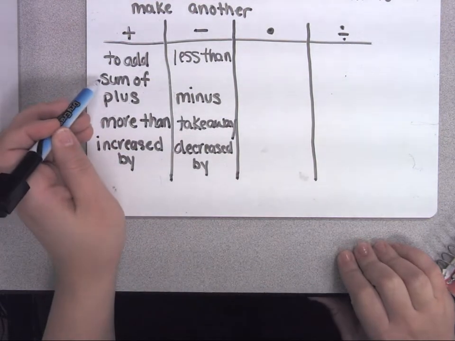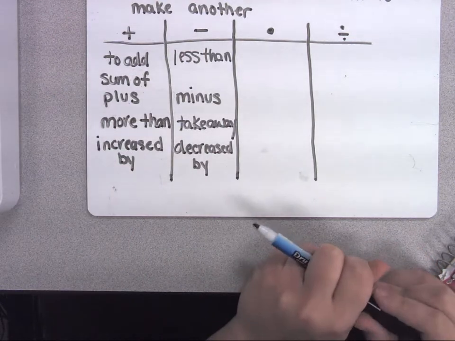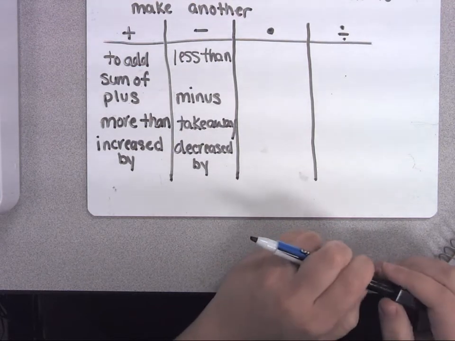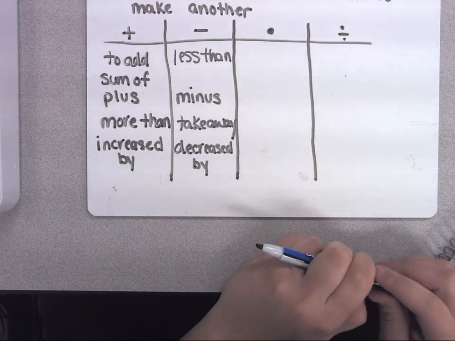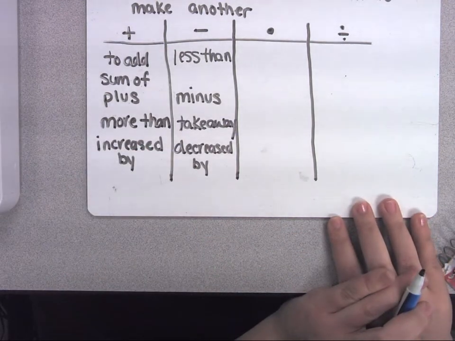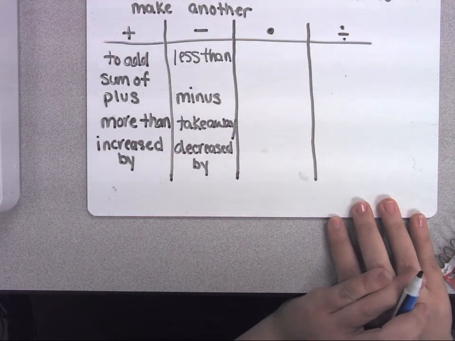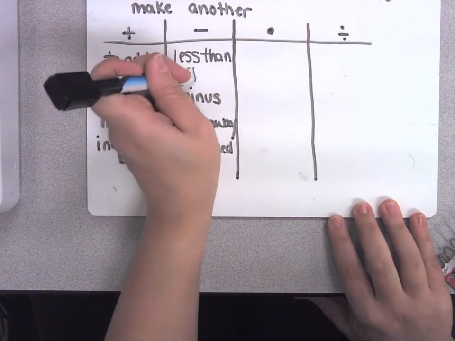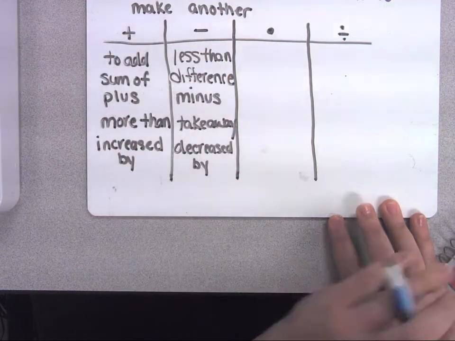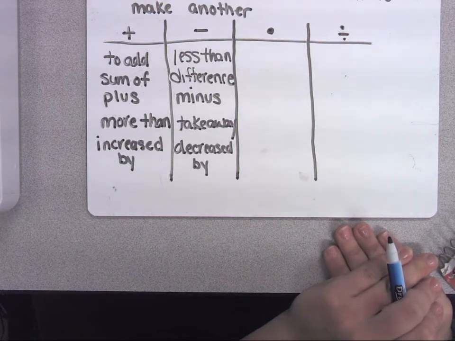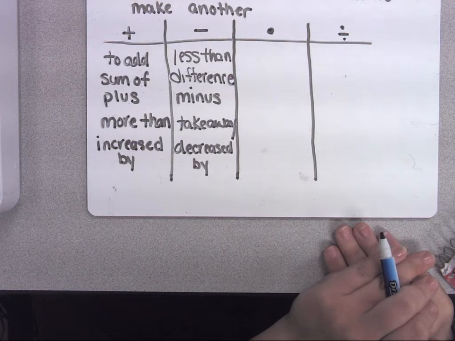Do you know what the opposite of sum is? Close, but no. It is a D word. You can say decrease by, that's what we got right there. Let me give it to you. Difference. So if I say, what's the difference between 5 and 2, you're saying 5 minus 2. Okay?